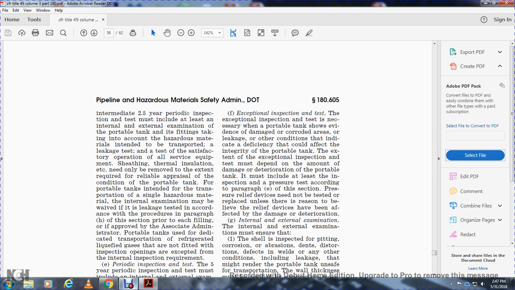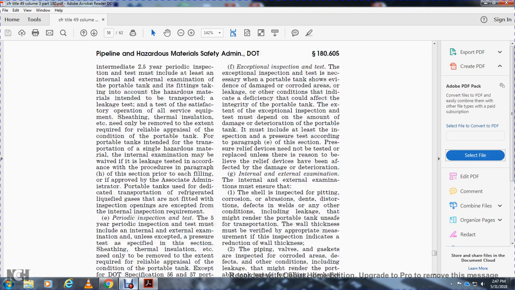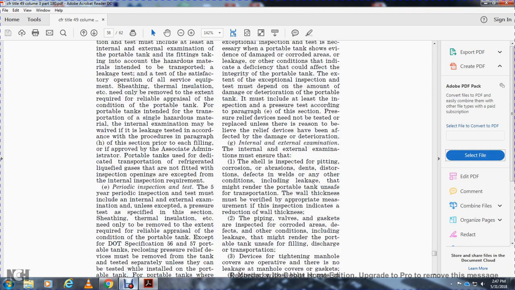G. Internal and external examination. The internal and external examination must include inspection for pitting, corrosion, abrasion, dents, distortion, defects of the welds, and any other condition, including leakage, that might render the portable tank unsuitable for transportation. The wall thickness must be verified appropriately where measurements indicate a reduction of the wall thickness. The piping, valves, gauges, and gaskets are inspected for corroded areas, defects, or other conditions, including leakage, that might render the portable tank unsafe for filling, discharge, or transportation.